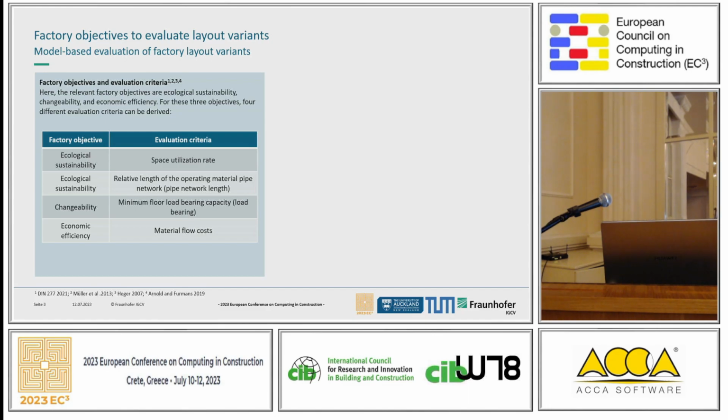In factory planning projects, we normally have factory objectives, like here you can see ecological sustainability, changeability, or economic efficiency. But these are very general objectives, or kind of unconcrete. If you go a level deeper, then you can see that you have different evaluation criteria, like space utilization rate, or the length of the pipe network, or minimum floor load bearing capacity, and all this stuff, or material flow costs, which can be used to operationalize these factory objectives.